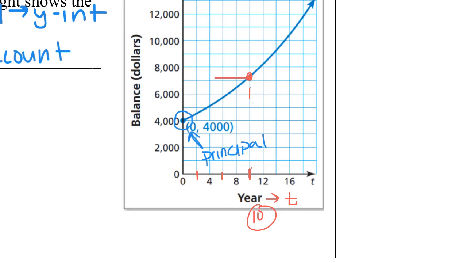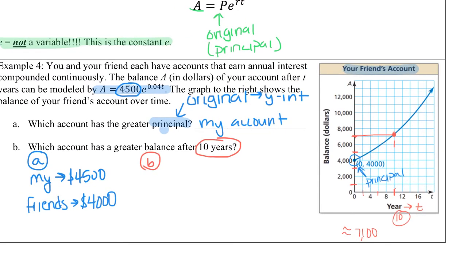And about how much money will be in that account? Well, these look like they're going by thousands. 1,000, 2,000, 3,000, 4,000, 5,000, 6,000. So it's a little over $7,000. So I would say about $7,100. So my friend's account will have about $7,100 in it. Now I need to figure out my account.